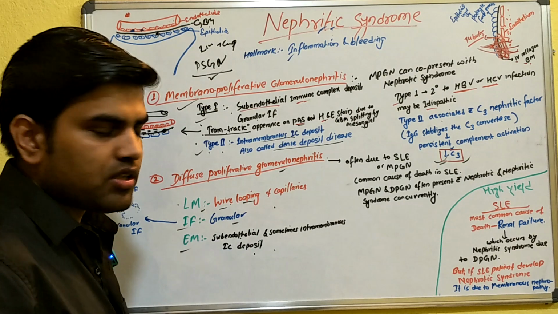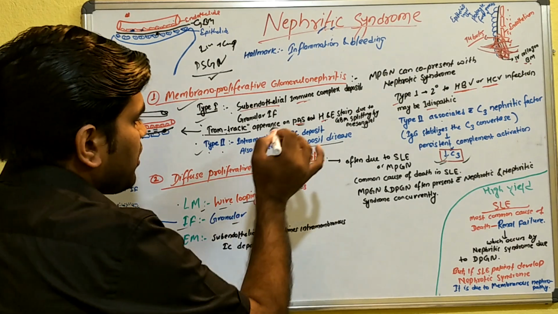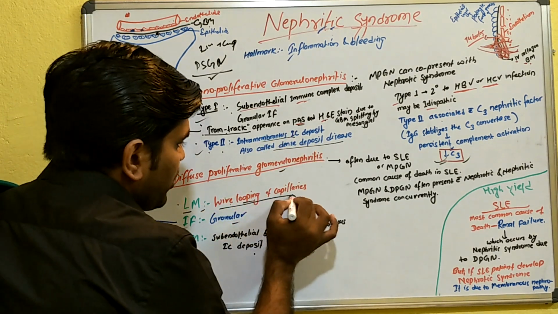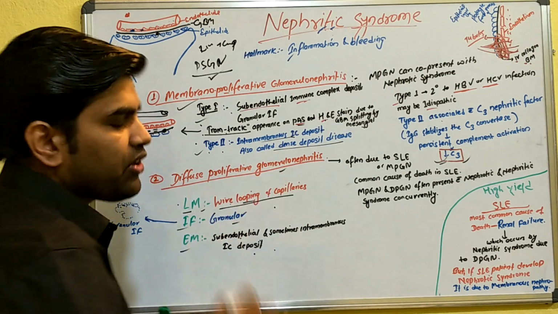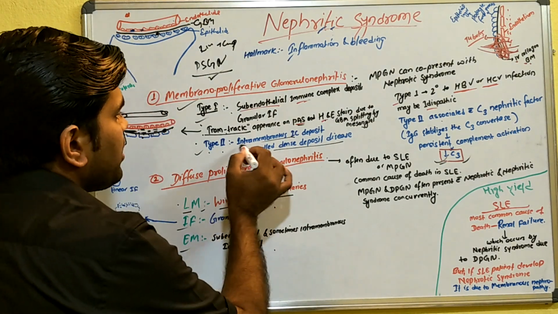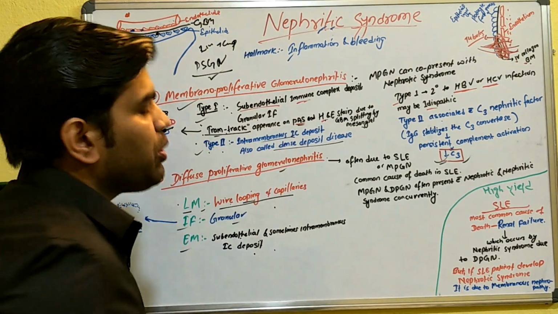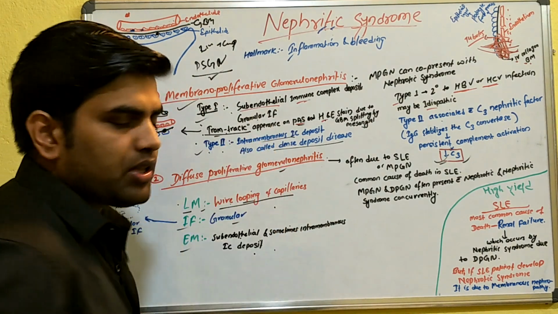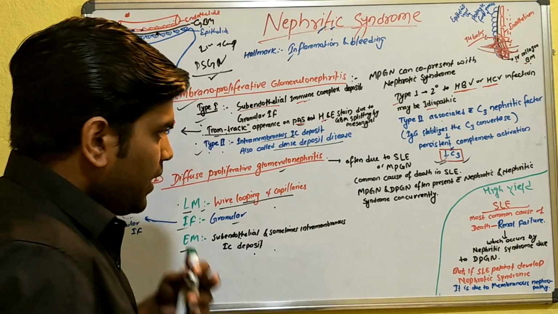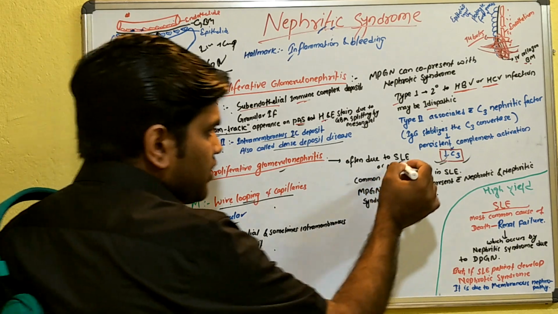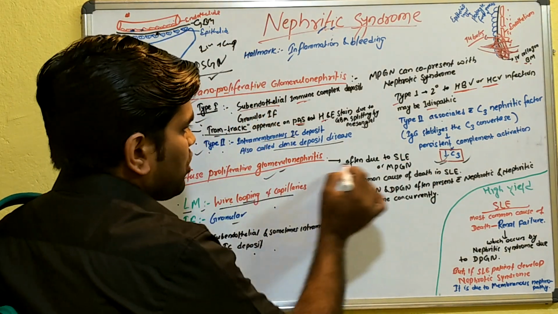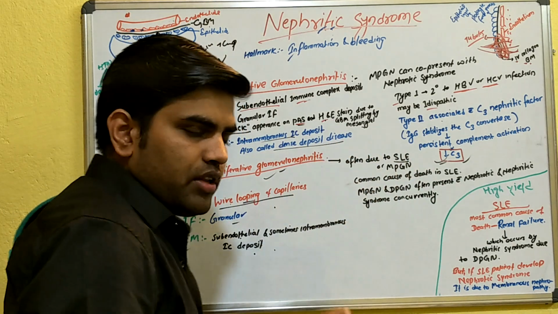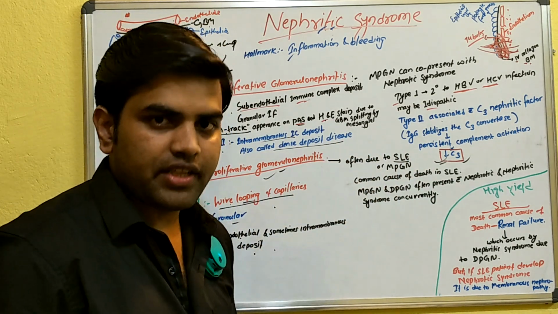Granular immunofluorescence. Okay, both are the same, but on light microscope there will be wire looping of the capillaries in diffuse proliferative glomerulonephritis, whereas there will be tram track appearance in membranoproliferative glomerulonephritis, and in this way we can differentiate between these two. Okay, now the important thing is that you need to understand the most common cause will be SLE. Let's discuss some high yield points regarding SLE.